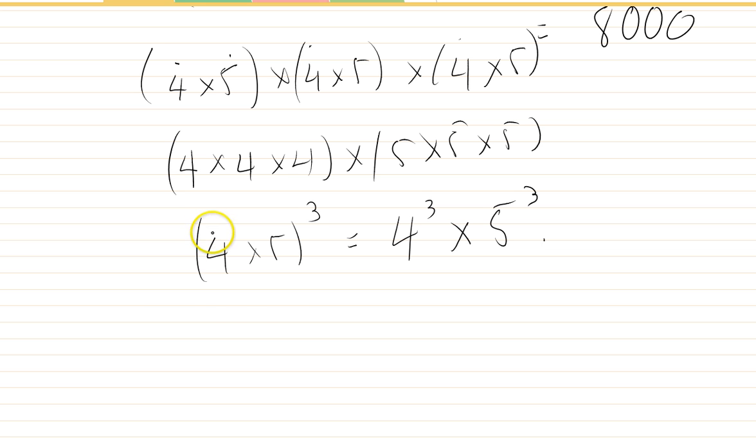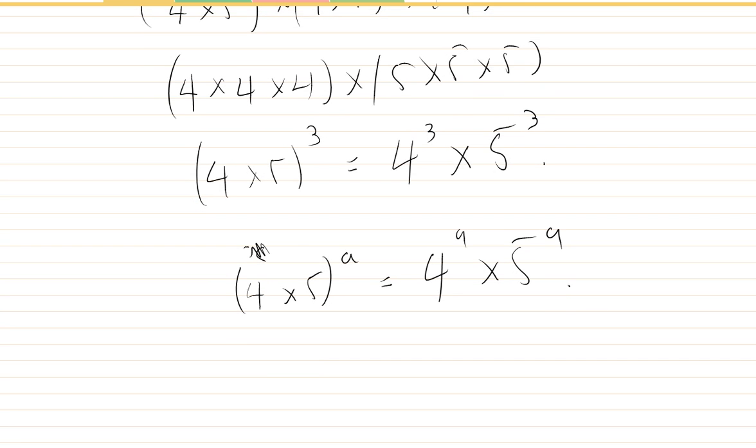And this allows us to simplify a lot of expressions. Let me stick with 4 and 5. 4 times 5 to the power a equals 4 to the power a times 5 to the power of a. Okay? And although I'm not going to prove it, this is true for any a, because I don't just need a cube. I could put any power there. I could put 4th power or 9th power or 125th power.